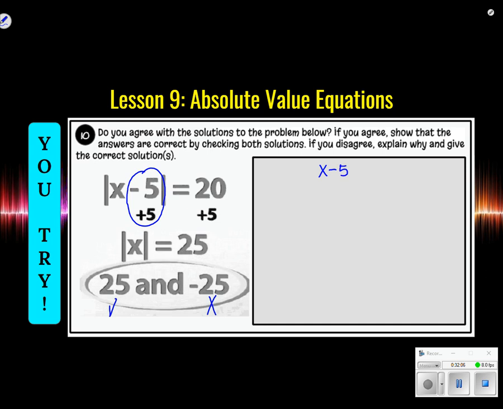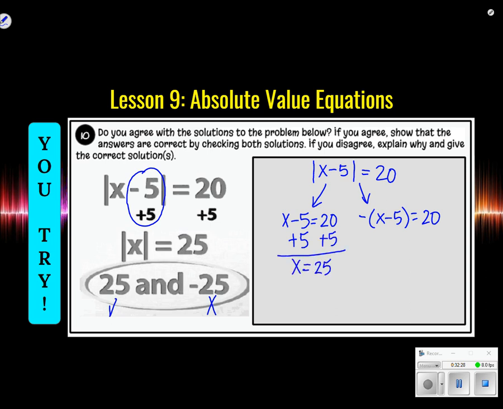So let's look. x minus 5 in my absolute value bars equals 20. And then we're going to split that into x minus 5 equals 20 and negative x minus 5 equals 20. Add 5. Here's my 25. So that's why it works, because it is a solution. But here, negative x plus 5 equals 20. Subtract 5, negative x equals 15, divide by negative 1, x is negative 15. That's why the negative 25 didn't work.